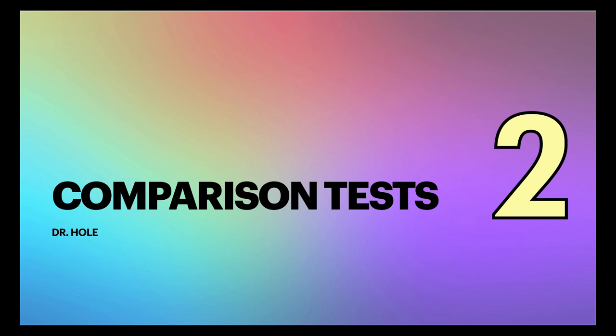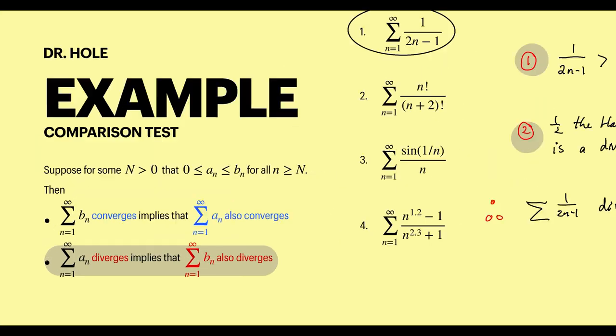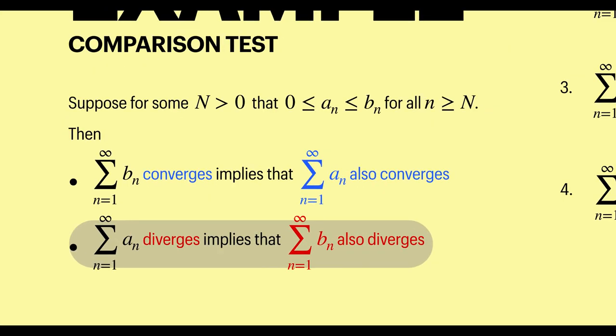Comparison test, video 2. In video 1, we introduced the comparison test. Here in video 2, let's do some examples. The comparison test may be used to determine whether a series converges or whether a series diverges. Here in this example, we're going to end up showing that the series diverges. That's a statement on the series given by the BNs.